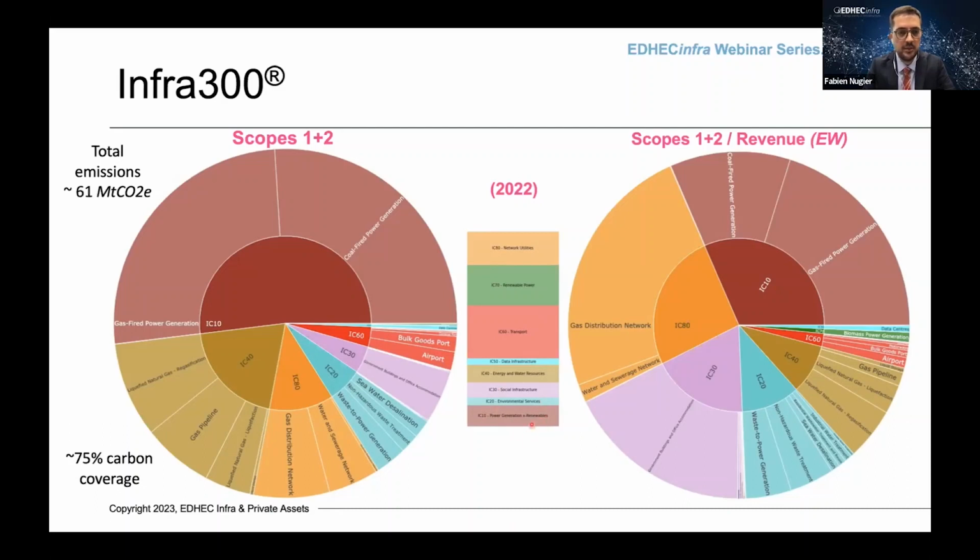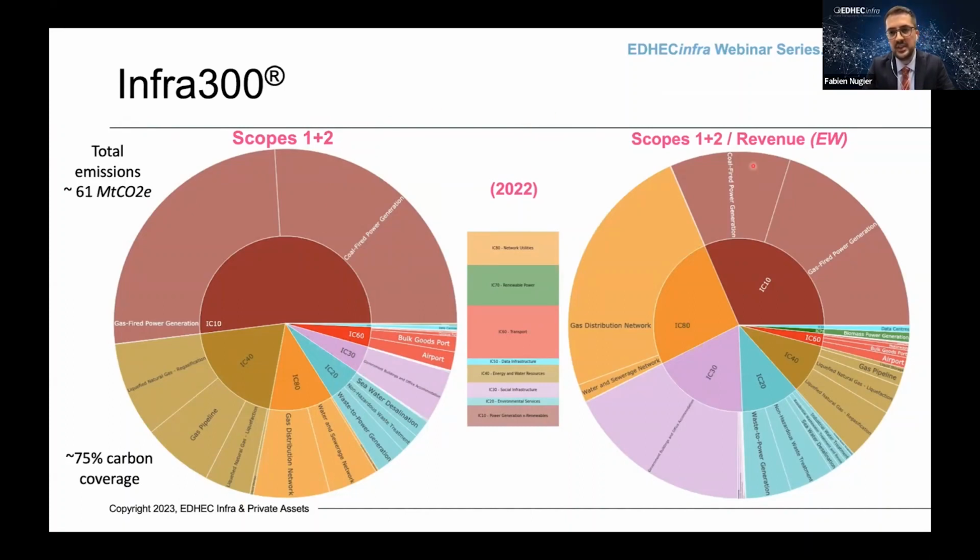Power generation as well. And you can see that, so these are direct emissions. So most of the emissions here come from power generation, followed by LNG, gas pipelines, etc. And then utilities, water, water treatment, and also a bit of transport. So in total, the estimate is about 60 megaton of CO2.